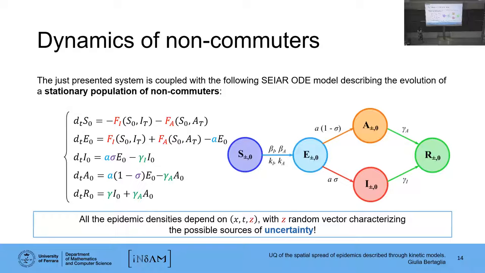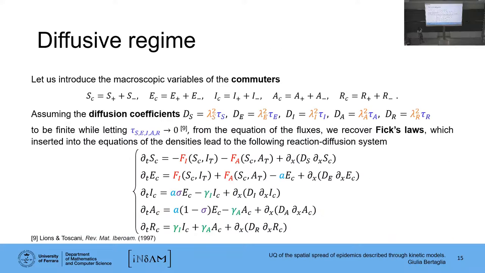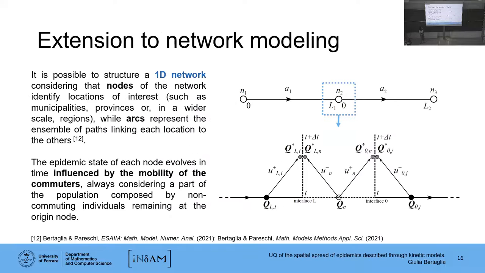And as I said at the beginning, we are considering a stochastic framework in which a Z vector characterizes possible sources of uncertainty. As we have seen previously, we can write the system again in macroscopic form, defining the fluxes for each compartment as before, and then defining the diffusive coefficients in the same way. Analyzing the zero relaxation limit of this model, we can recover again a reaction diffusion system. So again, a multi-scale nature of this model, which can be either hyperbolic or parabolic based on the setting of these scaling parameters.